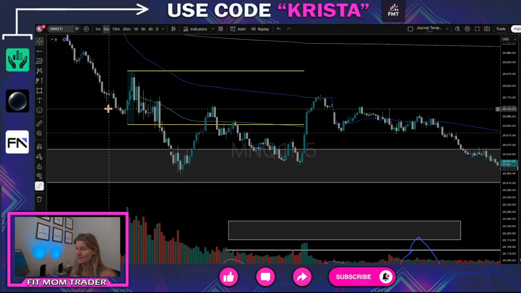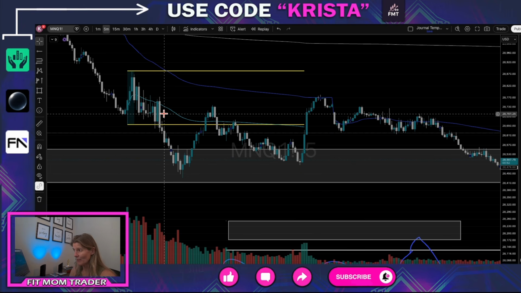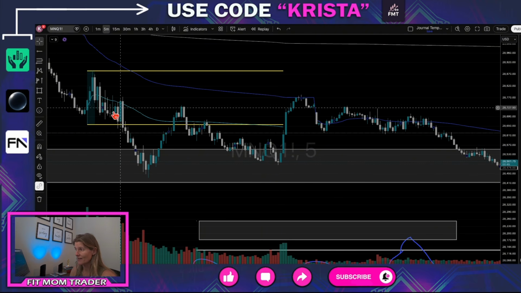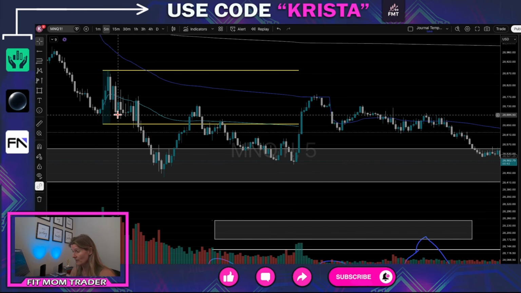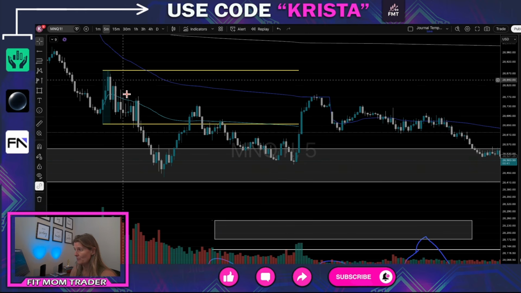So it's anchored at the opening candle for the session. You can do the same thing with the London Open as well. But what I do is I wait for the breakout of the opening range, and then I wait for the retest of either the New York VWAP or the midpoint of the range.